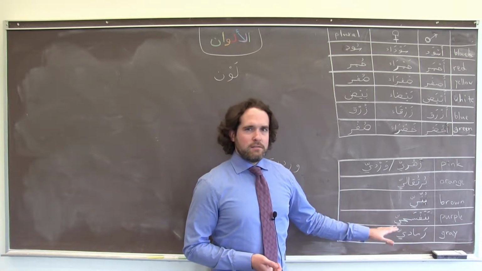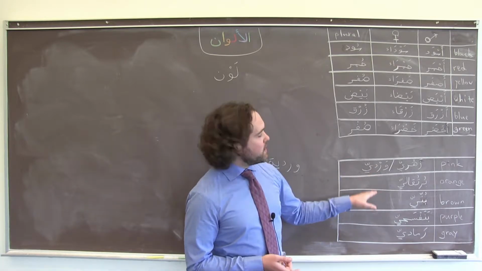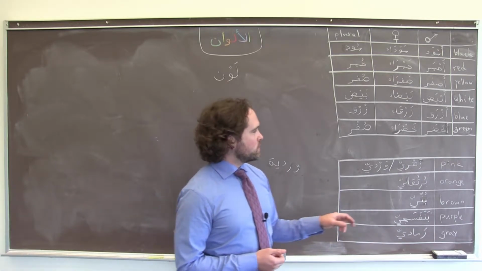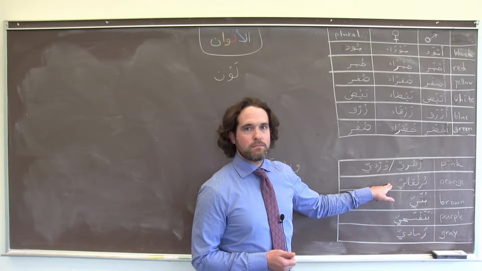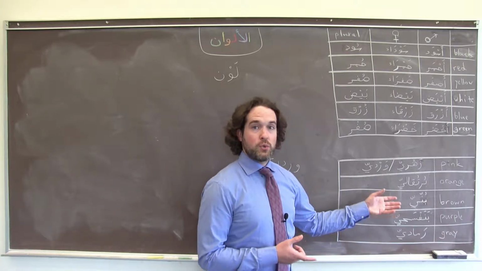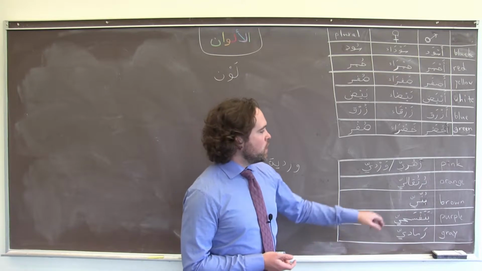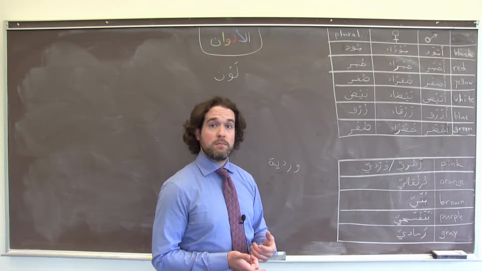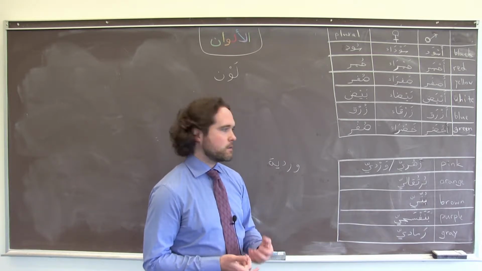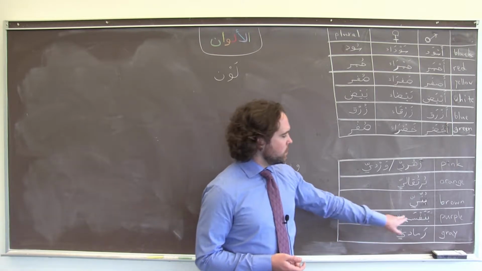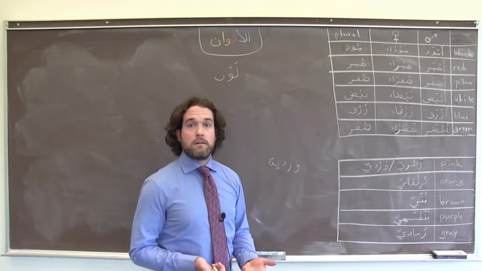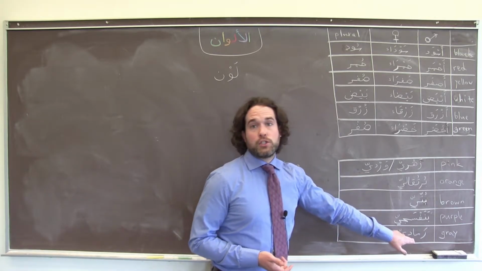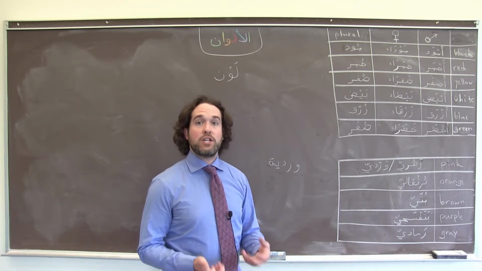Like all nisba adjectives, or most of them anyway, each of these words refers back to a noun. So when we're saying burtuqali, just as in English, we're saying orangish, orangey, the color of the fruit, an orange. Bunni comes from the word bun, which is an old word in Arabic and some other Semitic languages meaning coffee. So brown in Arabic is coffee colored. Banafsaji, the word banafsaj is violet, as in the little flowers. Ramadi, ramad is ash. So ramadi, something that's gray, is something that's ashy colored.